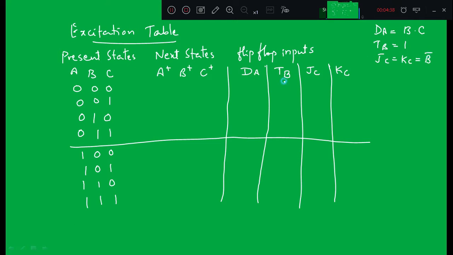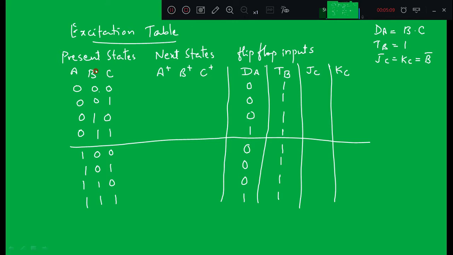So now TB, irrespective of the input combinations, is going to remain high. Next, DA is B and C. If any input of the AND gate is 0, the output is 0. So DA is equal to B and C. If B and C are both 0, the output is 0. If both are high, the output is 1.